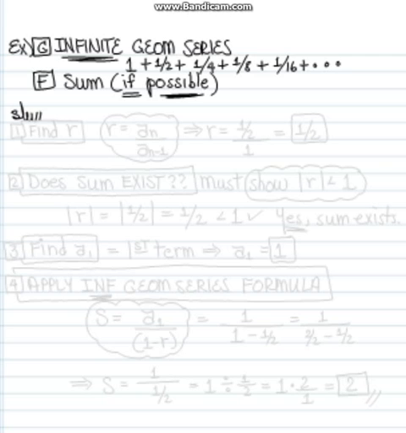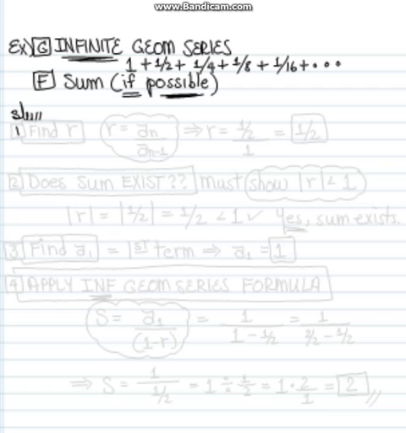This time we're given an infinite geometric series. It has infinitely many terms being added together: 1 plus 1/2 plus 1/4 plus 1/8 plus 1/16 plus ... forever. We're asked to find the sum if possible. If it's not possible, don't bother. We're not going to take an answer like infinity or negative infinity. No, we need a real number solution. So let's check to see if it's possible first.